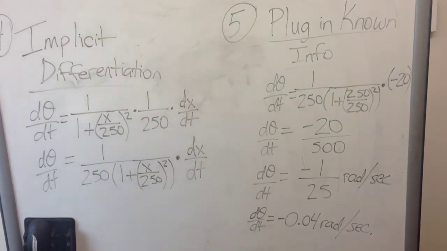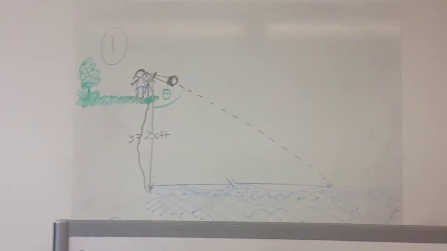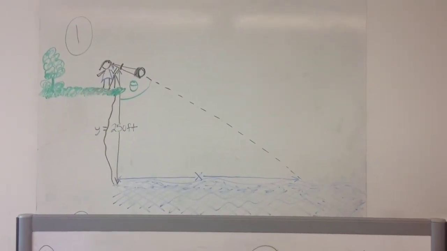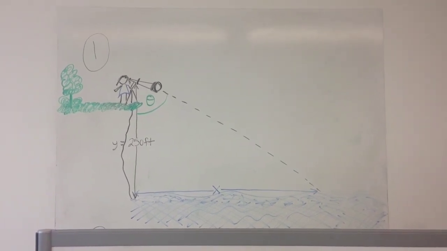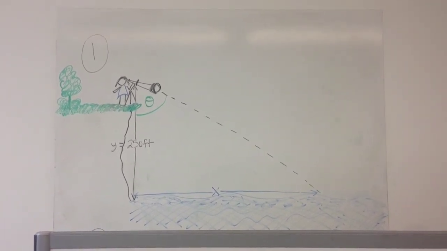So the answer to the question is the angle of elevation of the telescope is reducing at a rate of 0.04 radians per second, or 1 over 25 radians per second. And that is it.